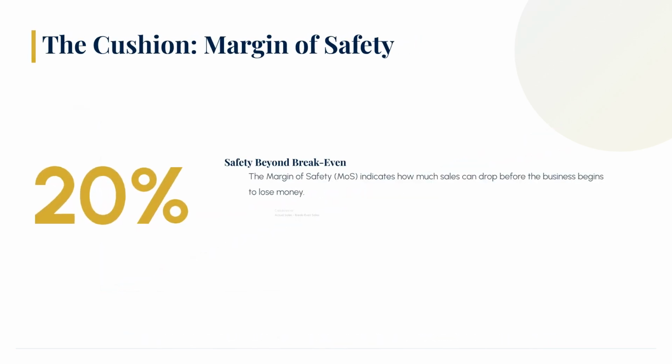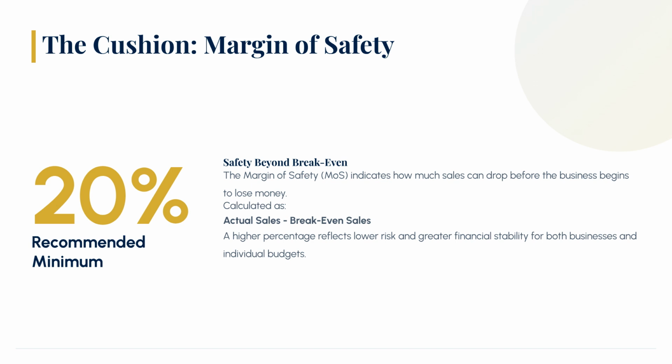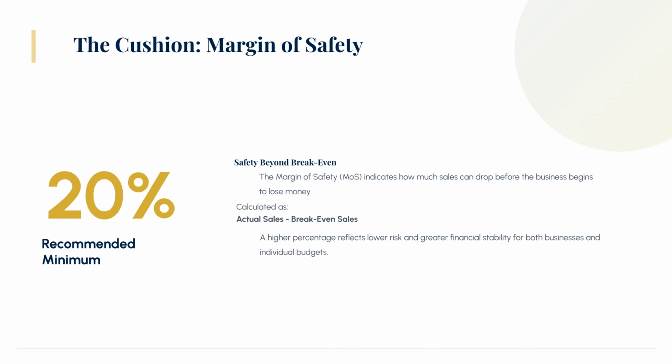The margin of safety is a crucial cushion. It indicates how much sales can drop before a loss occurs. A 20% minimum is often recommended, reflecting greater financial stability.